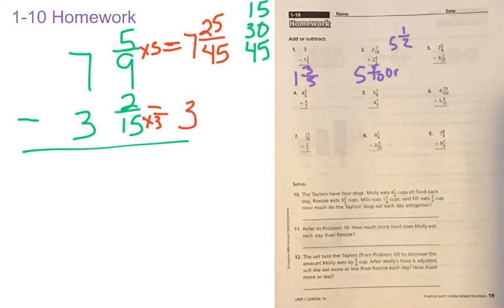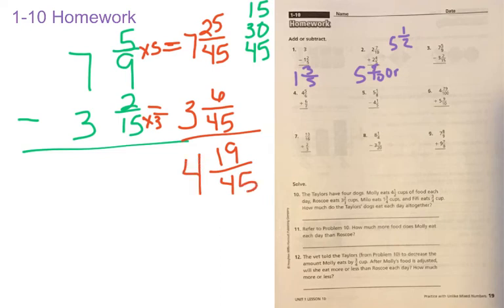I'm going to bring over my whole number, and 3 times 2 is equal to 6. And 3 times 15 is equal to 45. And now I can complete my subtraction. 25 minus 6 is equal to 19. My denominator stays the same, 19/45. And 7 minus 3 is equal to 4. So 4 19/45. I'll go ahead and have you complete 4 through 9 on your own.